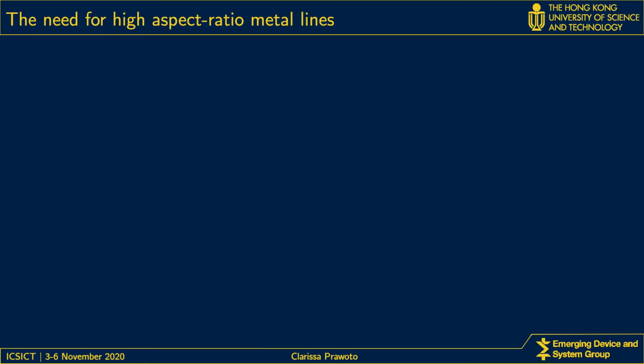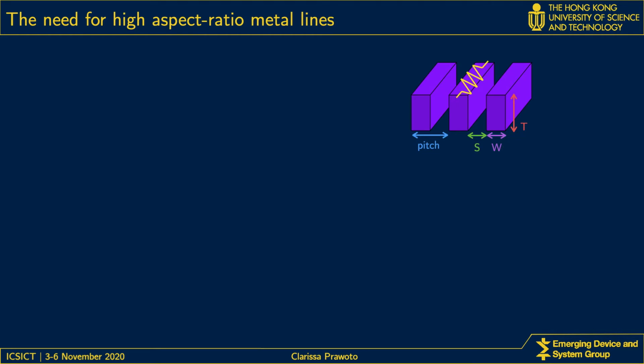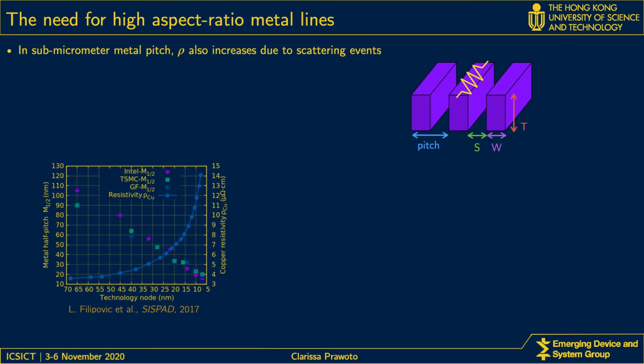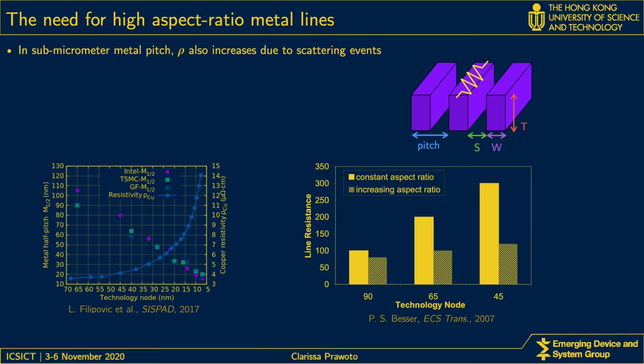How intralayer capacitance becomes more important with scaling is also due to the need for higher metal aspect ratio, which is defined as the thickness T over the width W. Because of scattering events in the nanometer dimension, with smaller pitch due to scaling, resistivity increases. As a consequence of the increasing resistivity, line resistance increases with scaling.